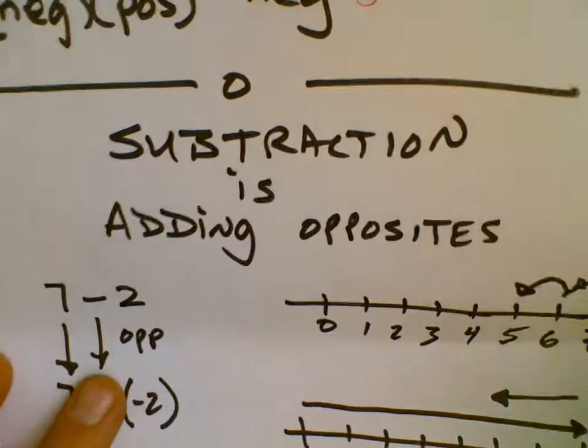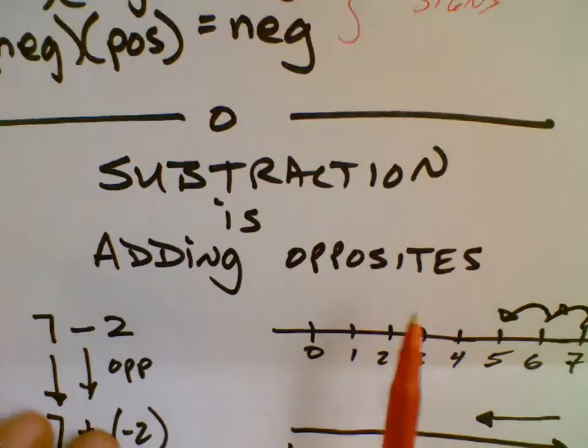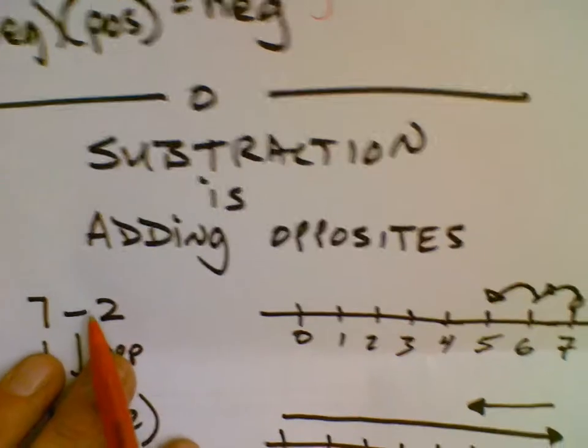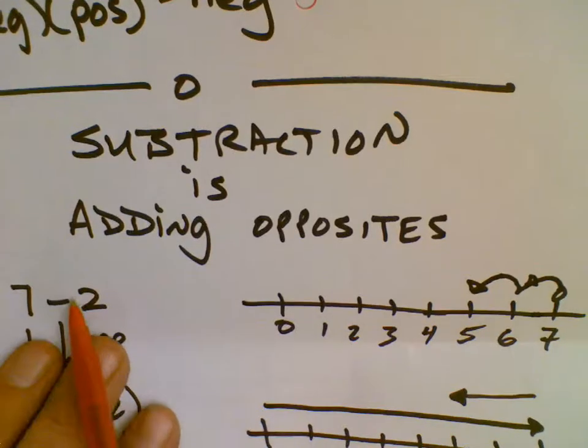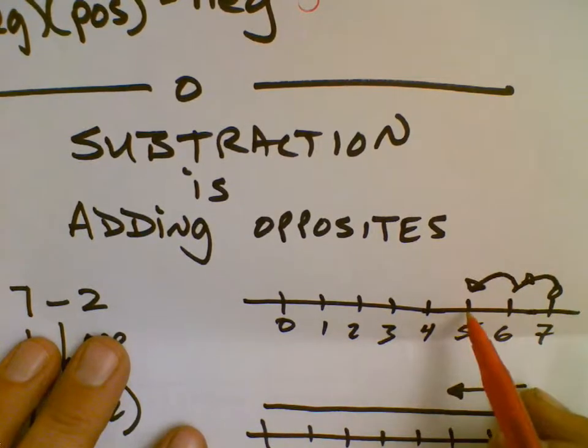The other thing to quickly recall that we've been practicing is that subtraction is the same as adding opposites. So let's look at a couple of examples real quick. 7 minus 2 on a number line would be like starting at 7 and going back 2. And I get 5. 7 minus 2 is 5.